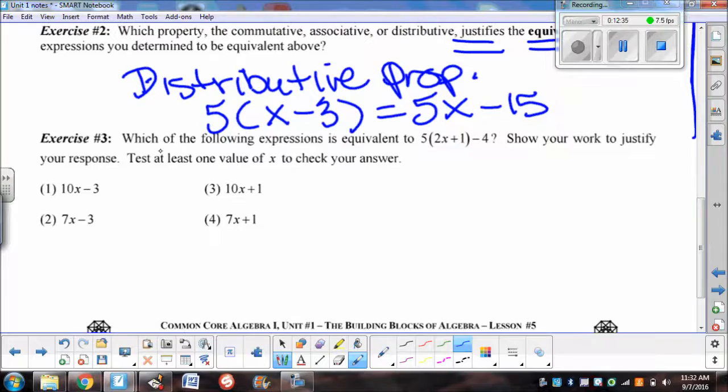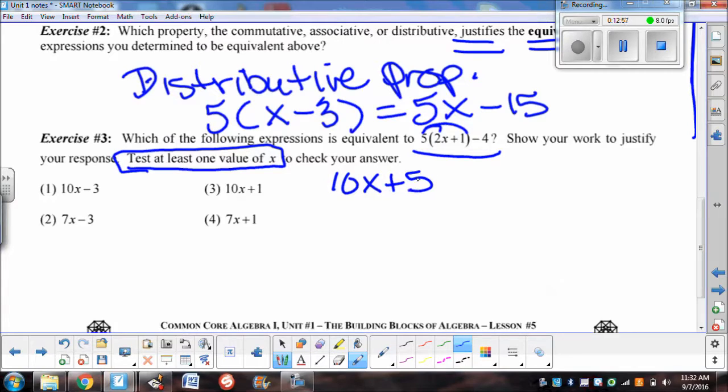Exercise 3, it says, which of the following expressions is equivalent to this? Show your work to justify your response, and then they're asking you to test at least one value of x to check your answer. So when I take this expression, I'm first going to distribute, and I'm going to say that that's 10x plus 5 distributed, then minus 4. Then convention says I need to combine my like terms here to simplify, so it's 10x plus 1.